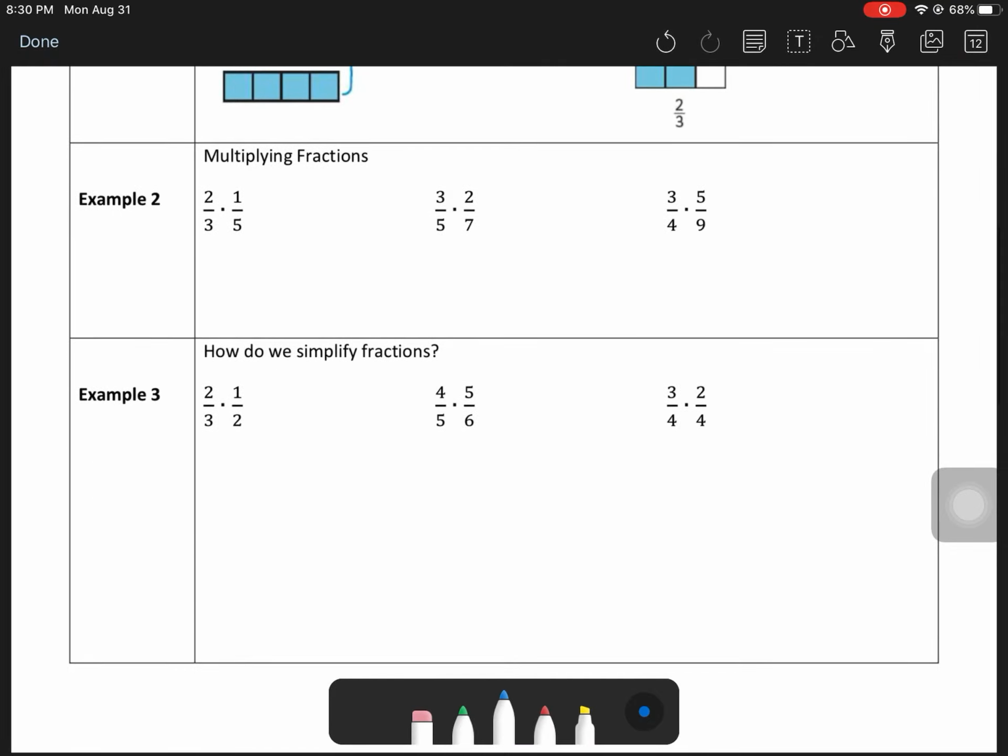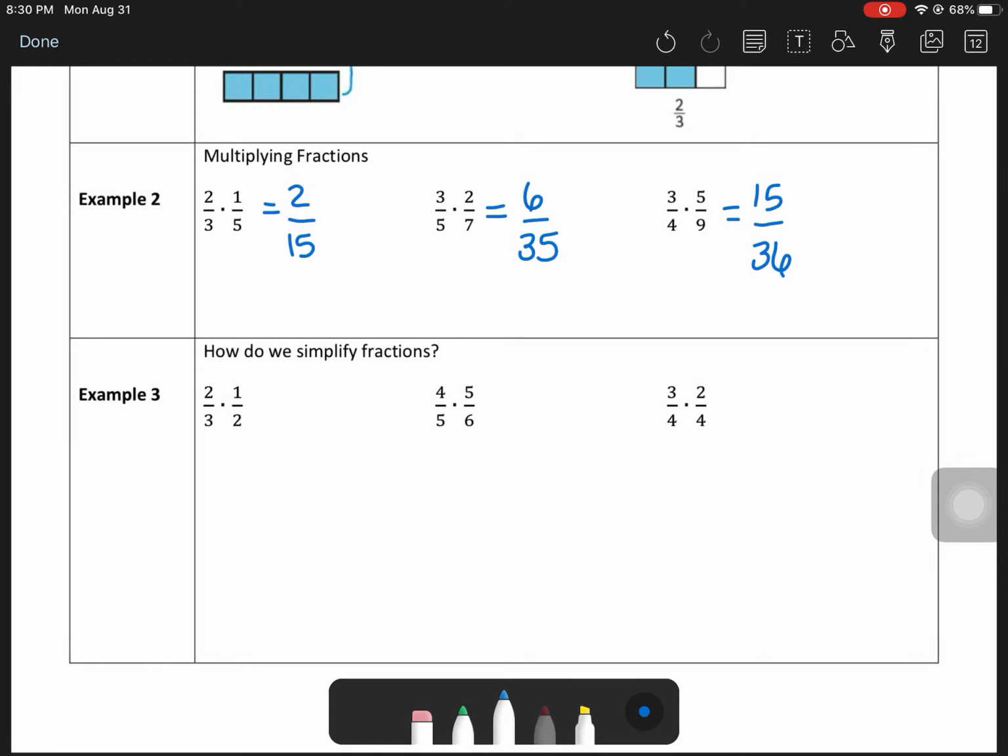So multiplying fractions, top times top, bottom times bottom. 2 times 1 is 2, and 3 times 5 is 15. Neither one can be divided by a number that they have in common. Top times top, bottom times bottom. Neither one of those could be divided by anything that they have in common. Top times top, bottom times bottom.